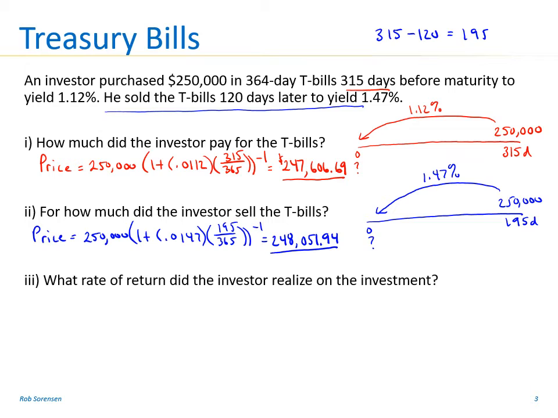Let's do a final step. What rate of return did the investor realize on this investment overall? The original investor when they had it. Well, the original person was in here for 120 days.